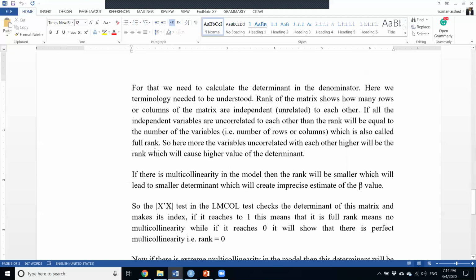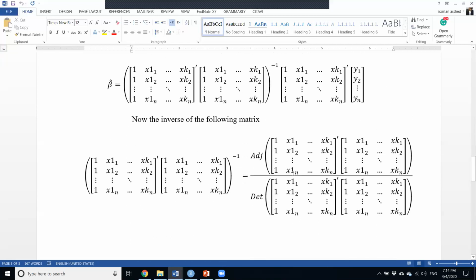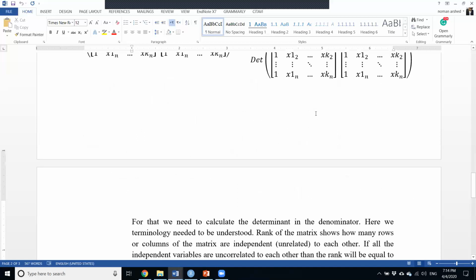And if there is multicollinearity in the model, then the rank will be smaller, meaning variables are collinear, which will lead to a smaller determinant. So what it is saying here is, if the independent variables are collinear, the determinant will be smaller, and if the determinant is smaller, it means the inverse is bigger. It means beta is different than the reality. The answer will not be as precise as it should be.